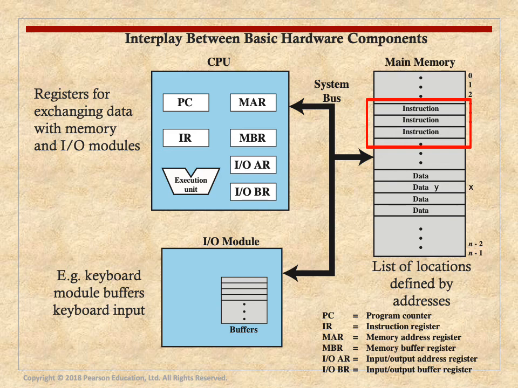Let us have a detailed look at the main memory first. It consists of a set of locations that are numbered from 0 to n-1, and the numbers are the addresses that define the locations.